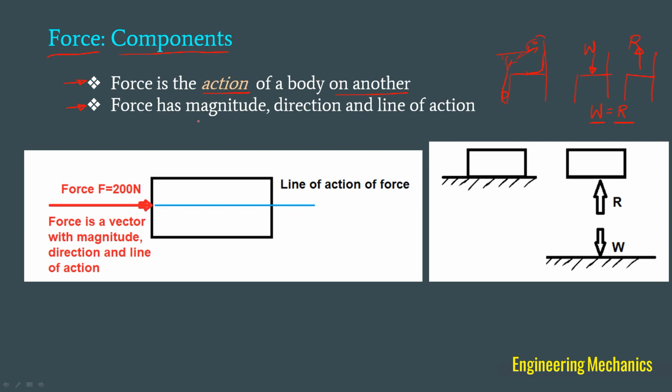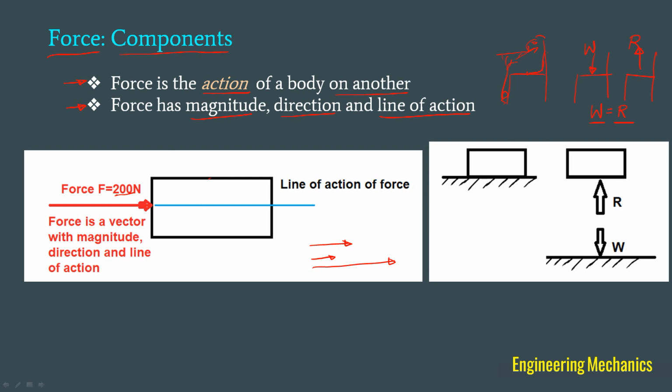So any vector will have magnitude, direction, and this force will also have a line of action. For example, here if you look, there is a force F acting on a body. Its magnitude is 200 Newton. This 200 Newton you can indicate with the help of the length of the vector. For example, if the vector is something like this, it may be 200 Newton. Half of that length will be 100 Newton. If double the length, it will be 400 Newton. Like this, we can show the length of the vector to represent the magnitude of the force.